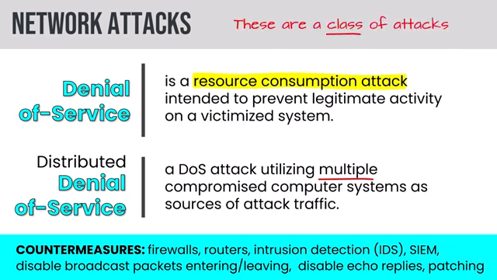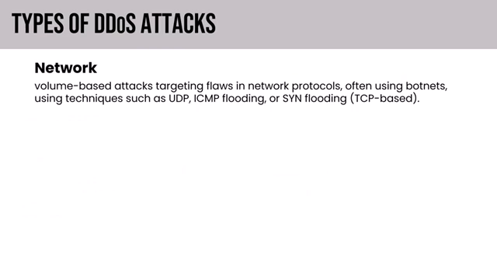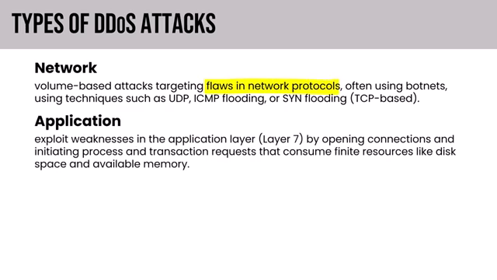DoS attacks are really a class of attacks. There are many different types of denial of service and distributed denial of service attacks, so we consider these a class of attacks. So types of distributed denial of service. You have network-based attacks, which are targeting flaws in network protocols. They often use botnets, techniques like UDP, ICMP flooding, SYN flooding. Application attacks exploit weaknesses in the application layer, layer 7, by opening connections and initiating process and transaction requests that consume the finite resources like disk space and available memory.